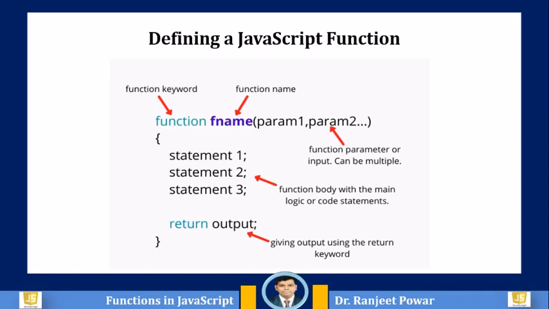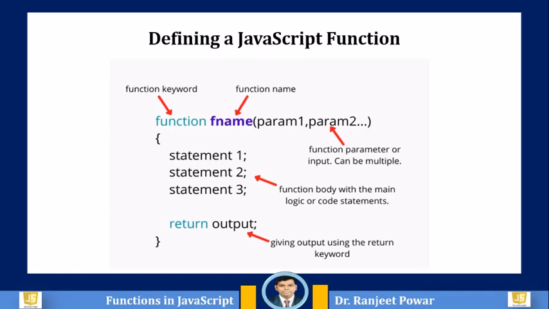The next is the code block. The code block is the part of the function definition where you insert the JavaScript statements that are executed when the function is called by another part of your JavaScript application. Open and close curly braces define the boundaries of the code block.